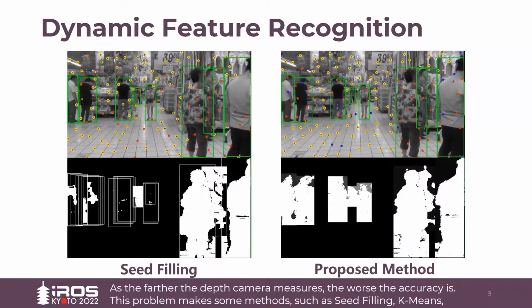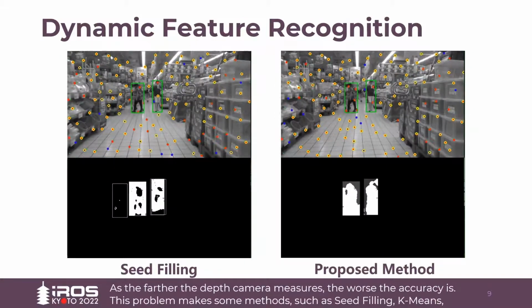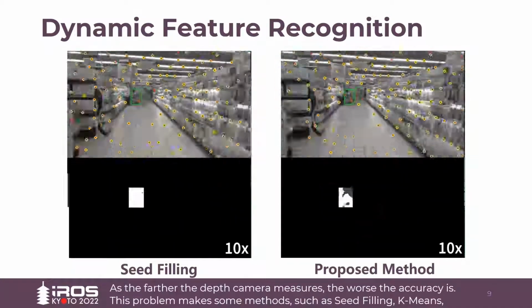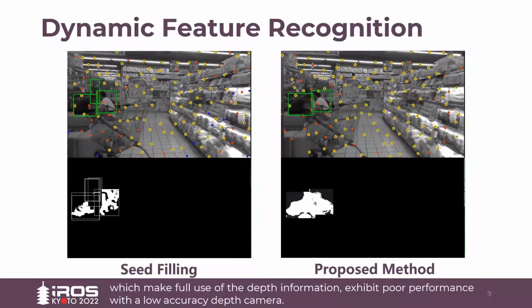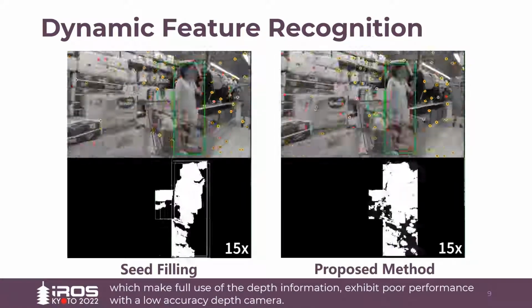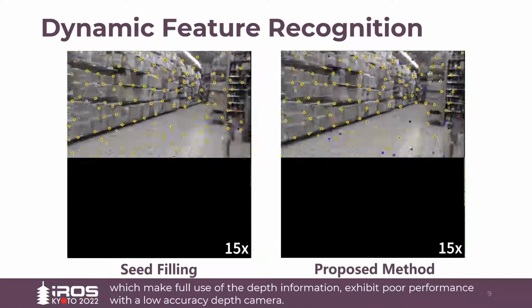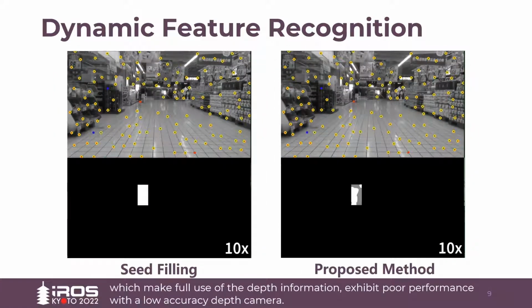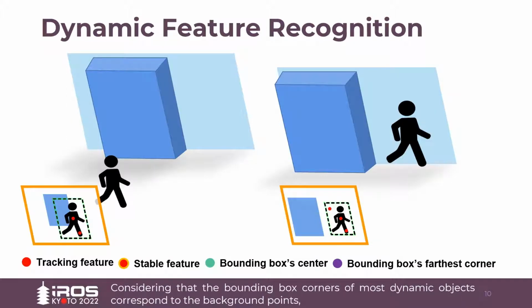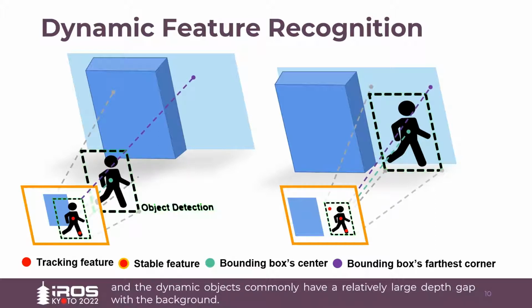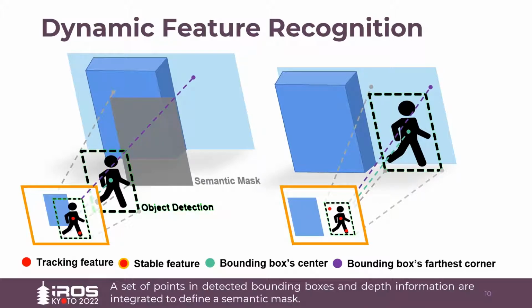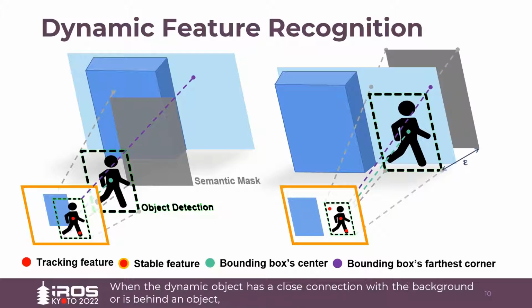The farther the depth camera measures, the worse the accuracy is. This makes some methods, such as k-means, which make full use of the depth information, exhibit poor performance with a low accuracy depth camera. Considering that the bounding box corners of most dynamic objects correspond to background points, and dynamic objects commonly have a relatively large depth gap with the background, a set of points in detected bounding boxes and depth information are integrated to define semantic masks.